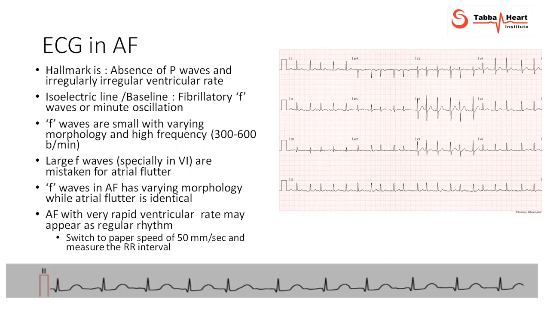And I'm saying appears to be regular because that is what you eyeball. It may seem regular, but there's nothing as probably. You have to measure the RR interval. Sometimes you have to increase the paper speed and measure your RR interval to prove that this is atrial fibrillation, because the diagnosis changes everything. So sometimes fibrillation may appear regular.